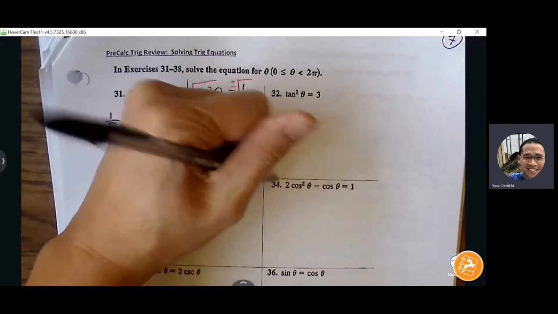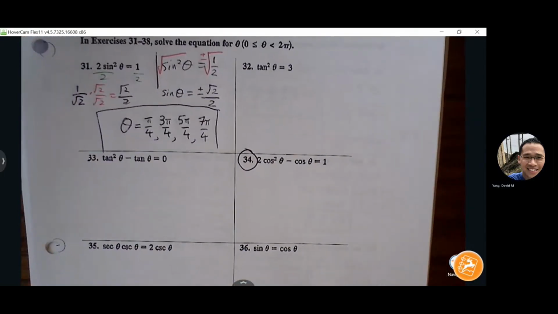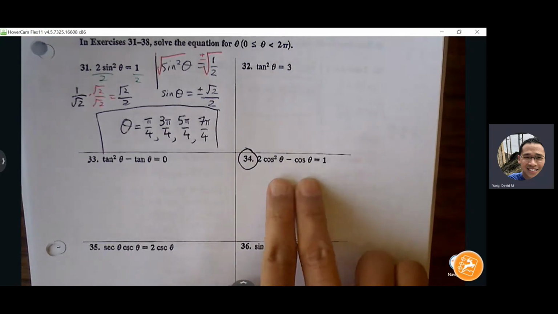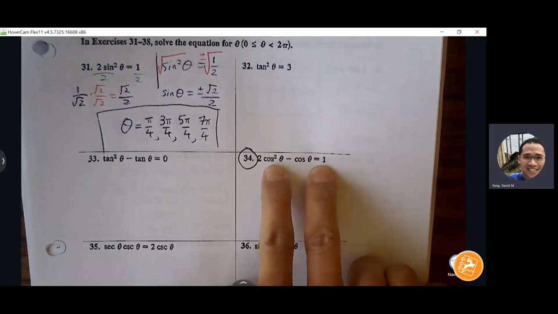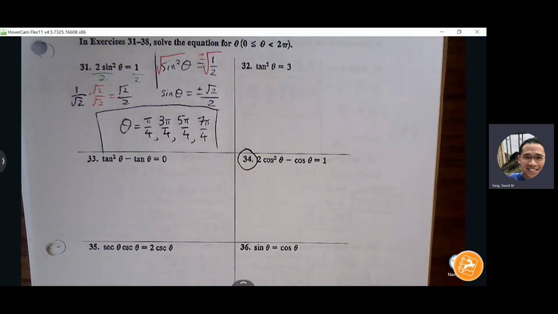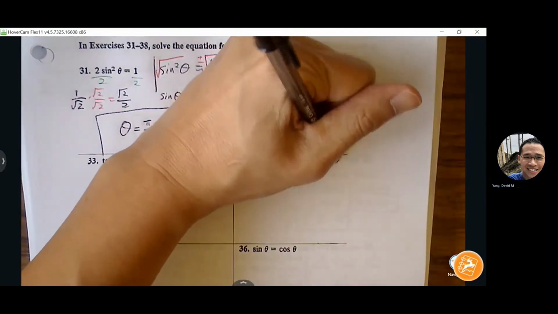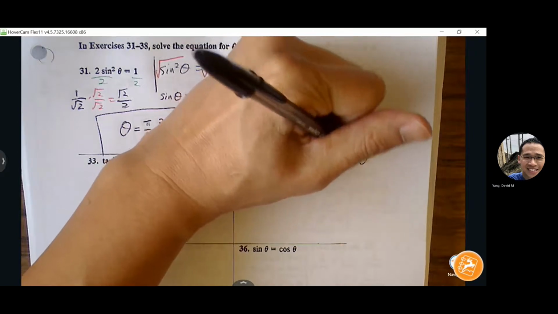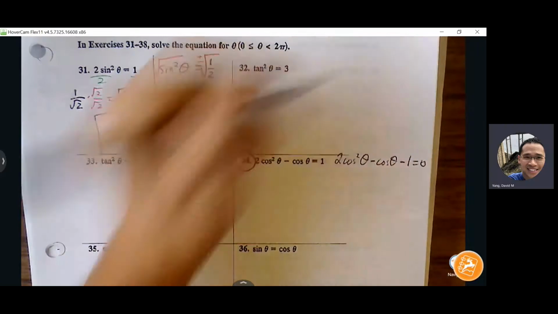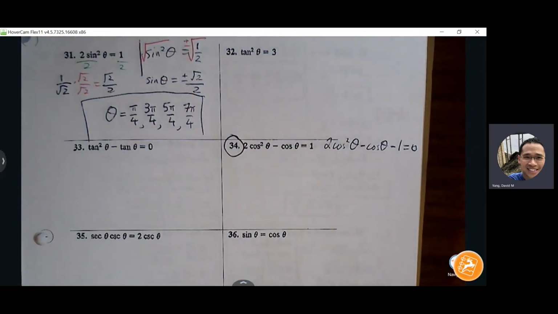Okay, last one here, number 34. 2 cosine squared theta minus cosine equals 1. I know the temptation is to factor out the GCF and set equal to 1 and go from there. But we can't set parts equal to the other side if it's not a 0. So I have to bring that 1 over before I can do anything. Okay, 2 cosine squared minus cosine minus 1 equals 0. Does that remind you of anything?